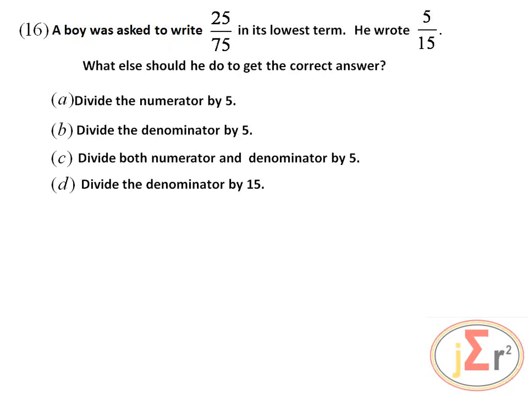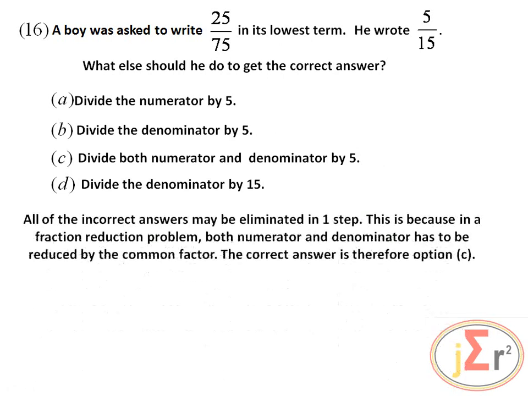A boy was asked to write 25 out of 75 or 25 over 75 in its lowest term. He wrote 5 over 15. What else should he do to get the correct answer? All of the incorrect answers may be eliminated in one step. So this problem we can just eliminate all the incorrect answers. This is because in a fraction reduction problem, both numerator and denominator have to be reduced by the common factor. The correct answer is therefore option C.